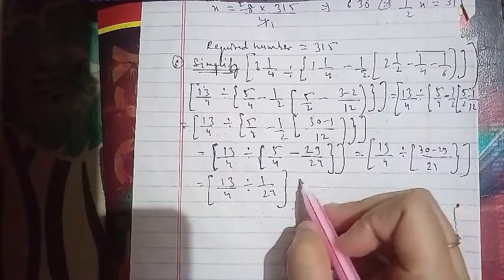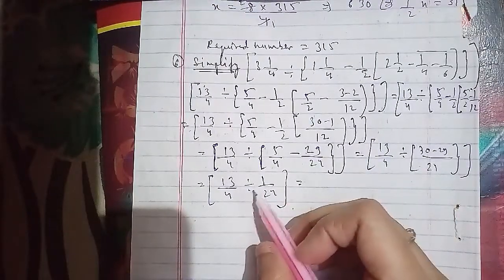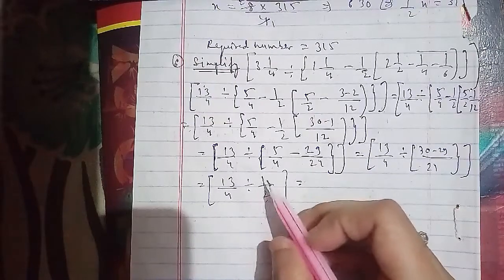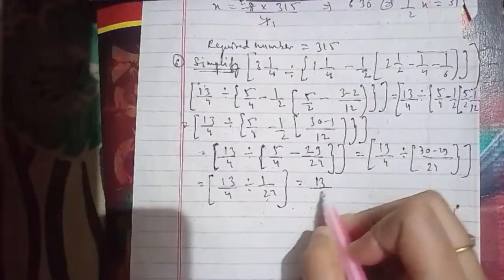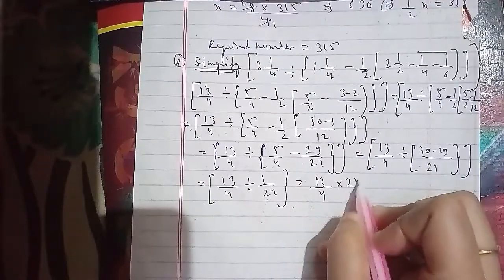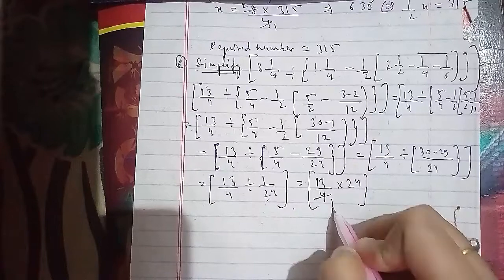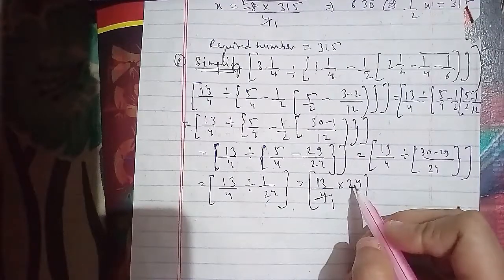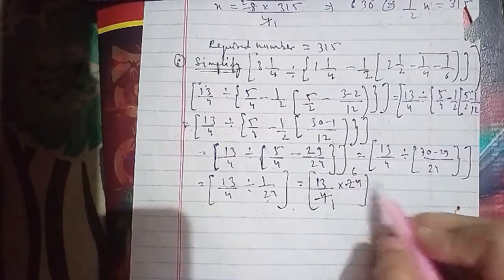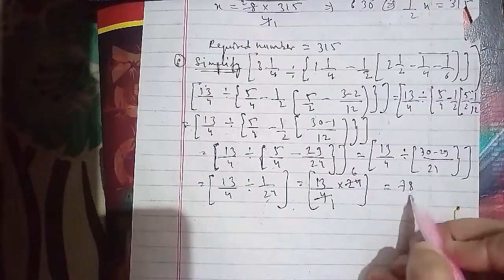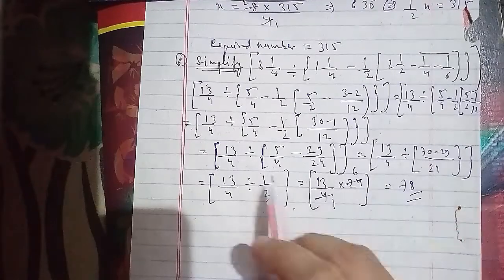It will become, when we change this division sign, as I told you, the second number will be reciprocal, so it will become multiply. 13 upon 4 multiply 24. 4 ones are 4, 4 sixes are 24, and 13 sixes are 78. So the answer will be 78. That is how to simplify this question.